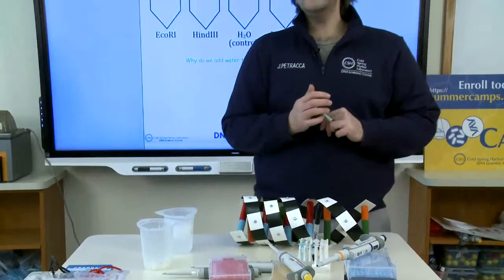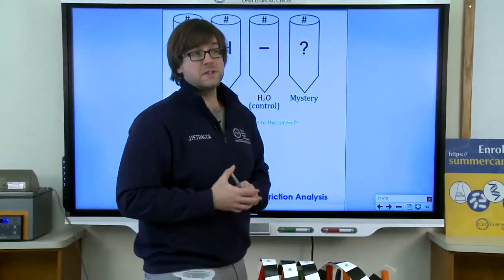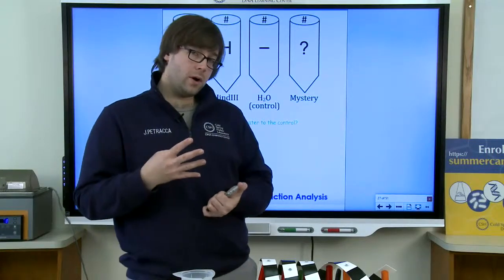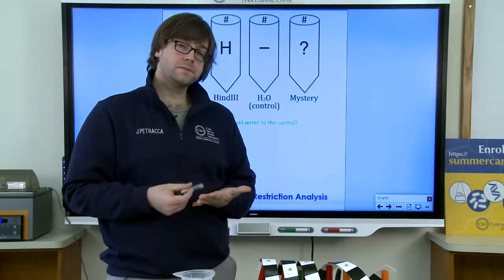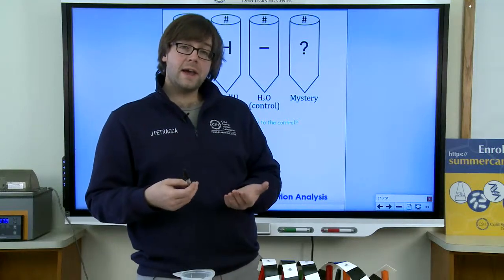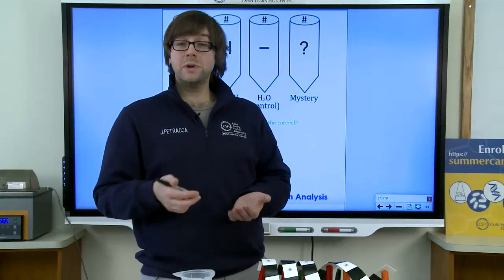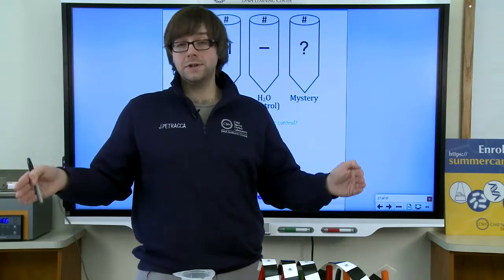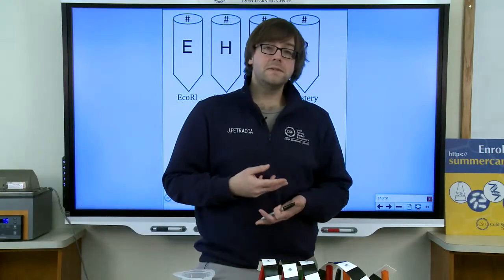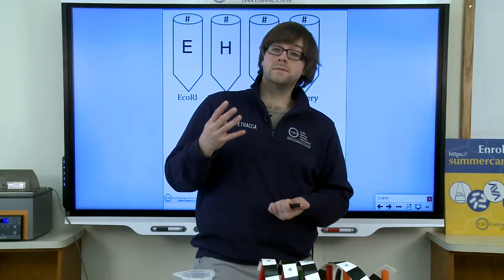Okay, so what do we need to actually carry out this experiment? What do you think has to go in all 4 of these tubes? If we're trying to figure out what our mystery restriction enzyme is, we need to be cutting the same DNA in each of the different digests. So we need to put lambda DNA in all 4 tubes. That's one component.